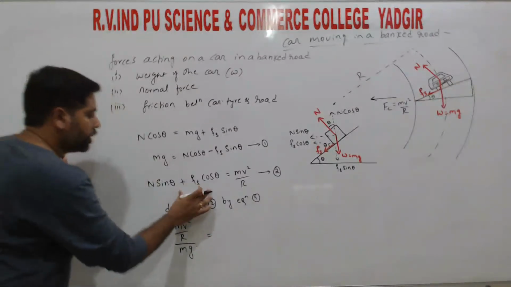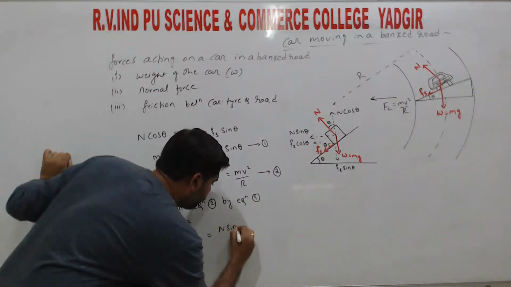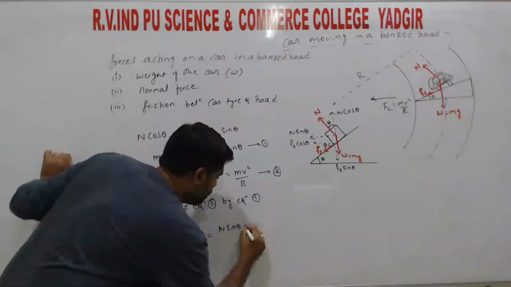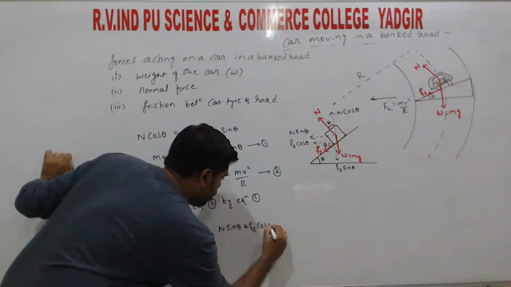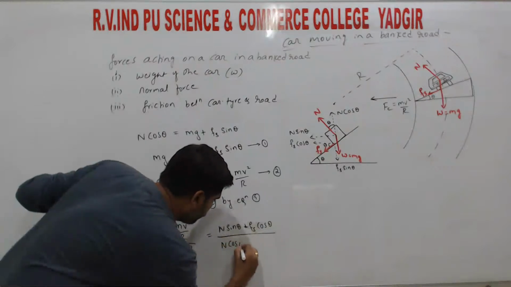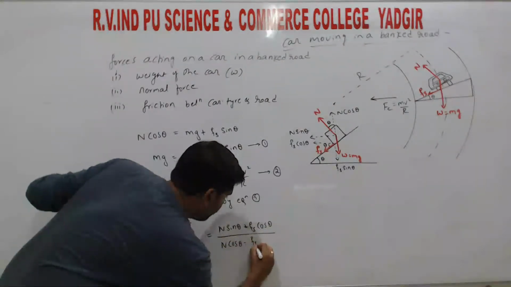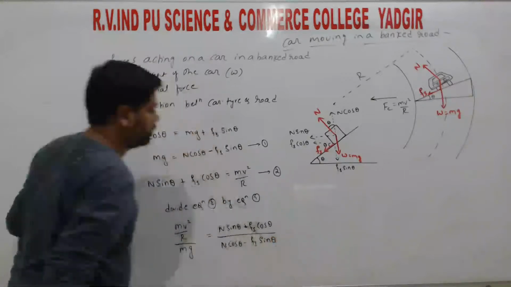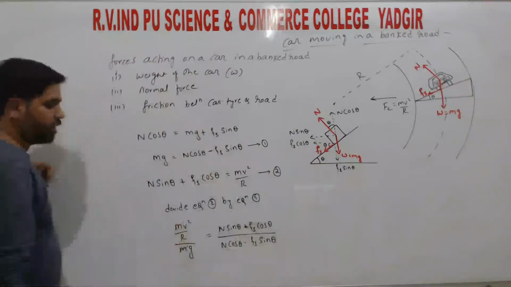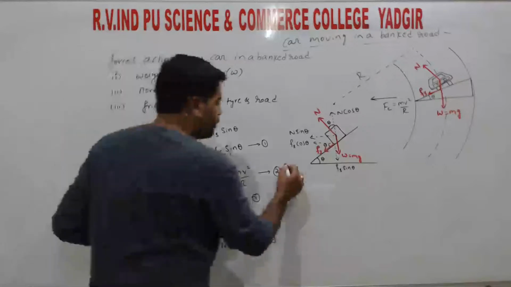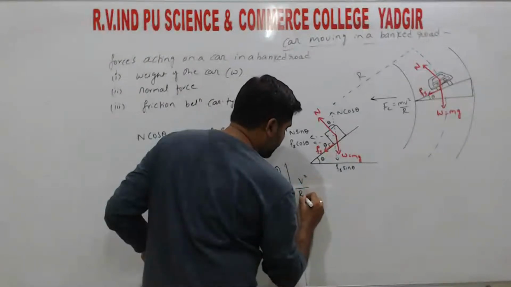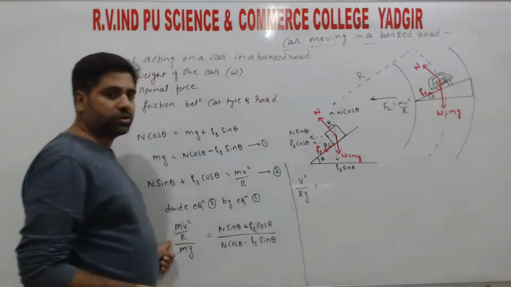That is equal to N sin theta plus Fs cos theta, divided by N cos theta minus Fs sin theta, right? So dividing equation 2 by equation 1, here we have m, here we have m, they get cancelled. So we can write this one as v square divided by rg, that is equal to, right?